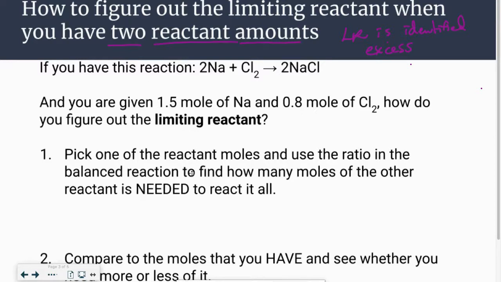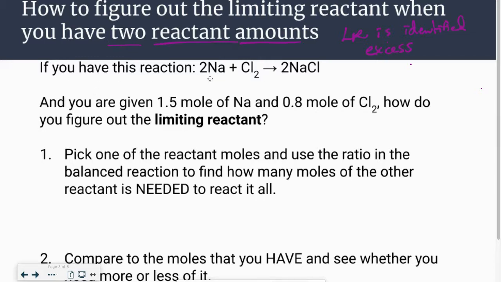So I'm going to go through these general steps to figure out the limiting reactant. There are many ways to figure out the limiting reactant, but students seem to find this a difficult concept, and I hope that working through this video will help you learn how to identify it in a straightforward way.